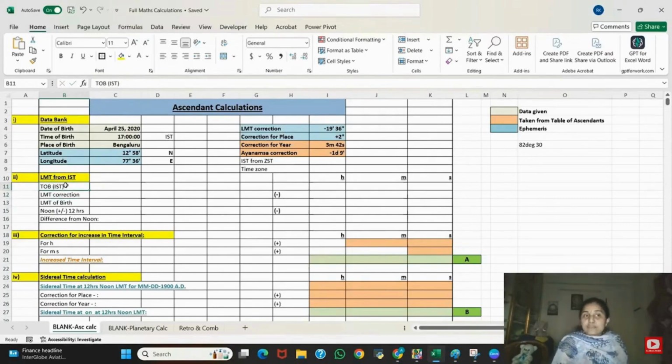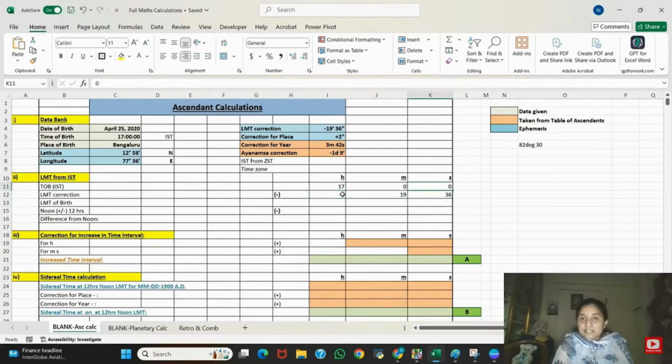What is the time of birth in IST format? I have to arrive at the LMT, local mean time, with the given time of birth. It is 17 hours in Bengaluru, but as per the standard time, what is the actual time is what I have to arrive at. So the time of birth would be 17 hours. Then LMT correction, which is 19 minutes 36 seconds. I have to deduct the 19 minutes 36 seconds from the time of birth.